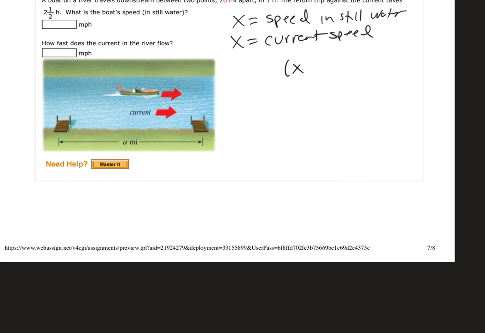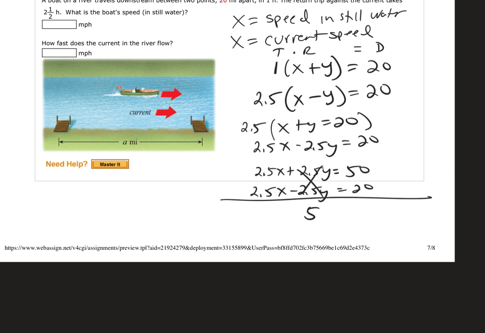When I combine these, my y's cancel. I have a 5 here, 5x. 50 plus 20 is 70, so x is 14 miles per hour, and 14 is the speed in still water.